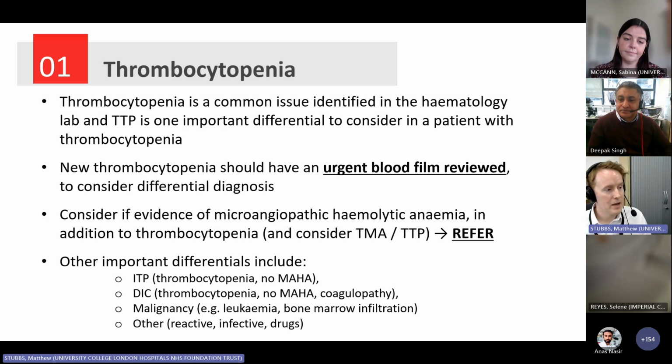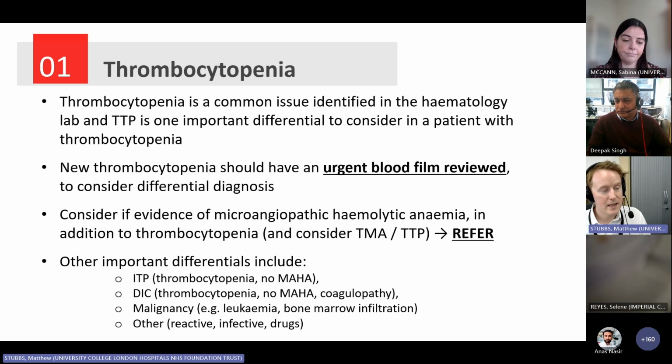I'll talk first about thrombocytopenia. As many of you will be aware, working in the haematology laboratories, thrombocytopenia is a common issue that's identified within the haematology laboratories. And high up on the differentials to consider when a patient has thrombocytopenia is TTP. So as per the laboratory SOPs within your lab, a newly identified thrombocytopenia that's not explained should be prompting the review of an urgent blood film. And this is important to try and consider the differential diagnoses that a new thrombocytopenia could be related to, of which TTP is on that list.